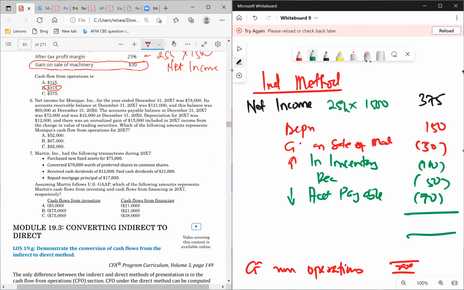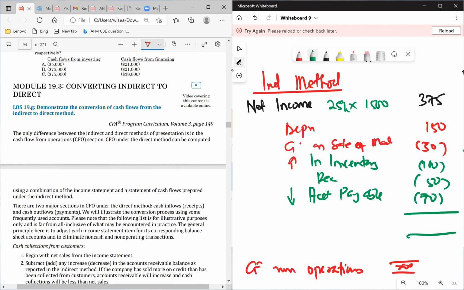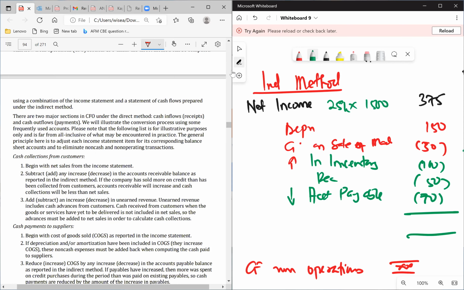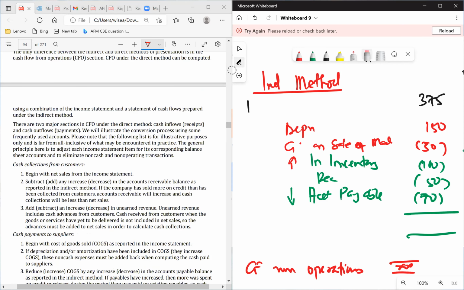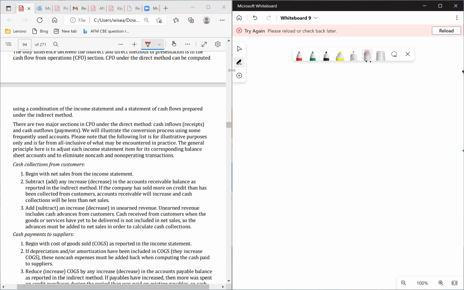So now, converting indirect to direct. How do you go about it? Now, to direct, it means that you are going to compute, so you need to get the cash received from customers and then cash paid to suppliers. For that one, you begin with the net sales from the income statement. You pick the sales from there.